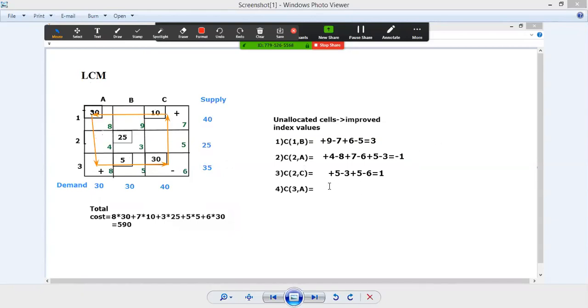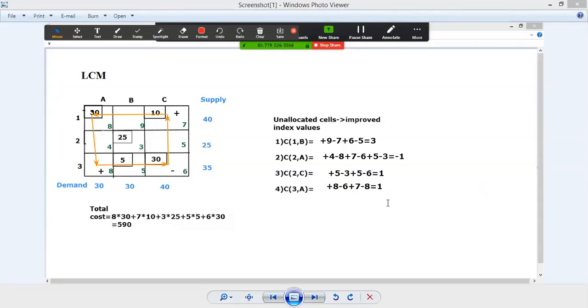Now again we have to compute the net cost. So the net cost will be plus 8 minus 6 plus 7 minus 8. Okay, here also you will get 1.